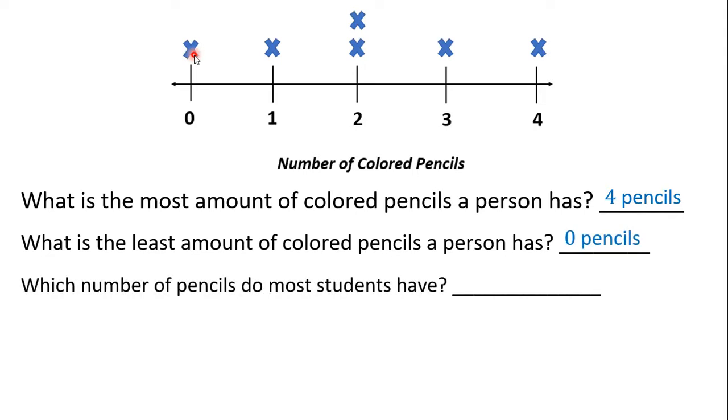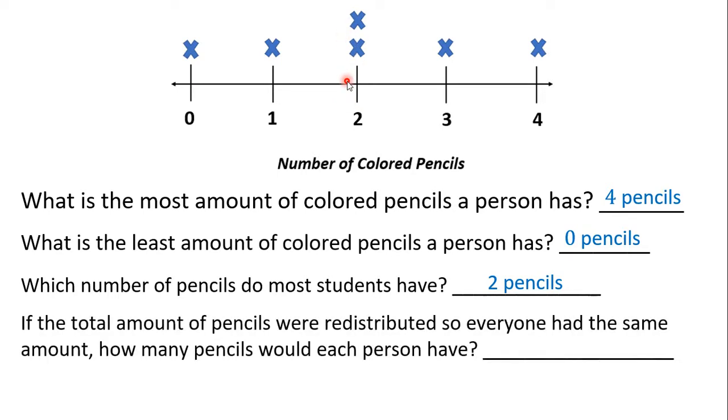What number of pencils do most students have? So this is going to be the one that has the most number of X's above it. Well, 2 colored pencils has 2 X's above it, meaning that 2 students have 2 colored pencils. So the number of colored pencils that most students have is going to be 2 pencils.